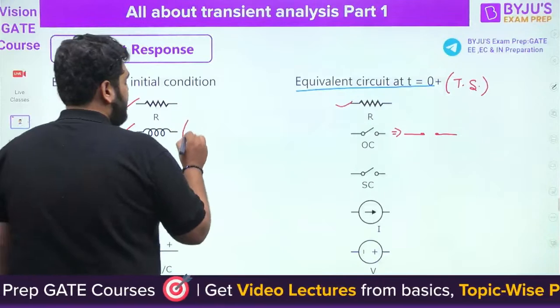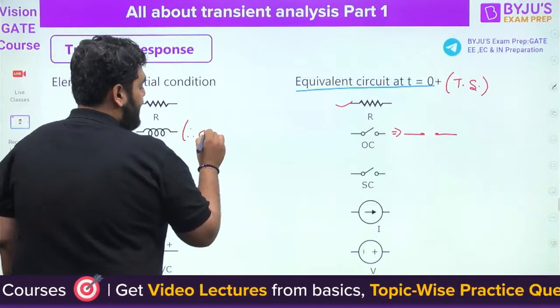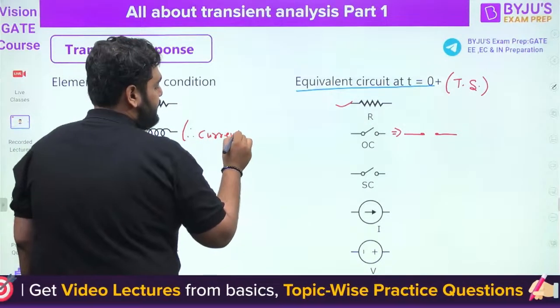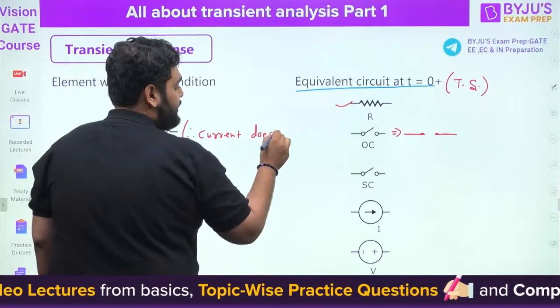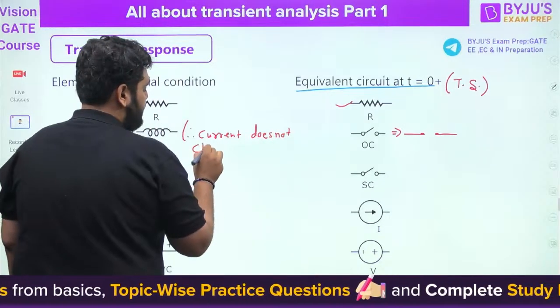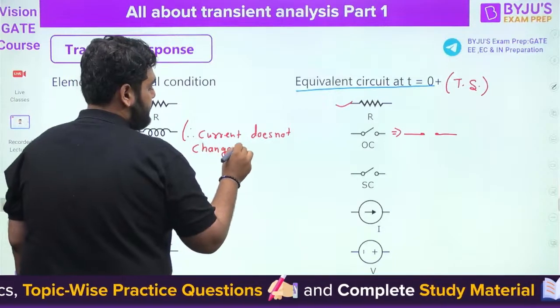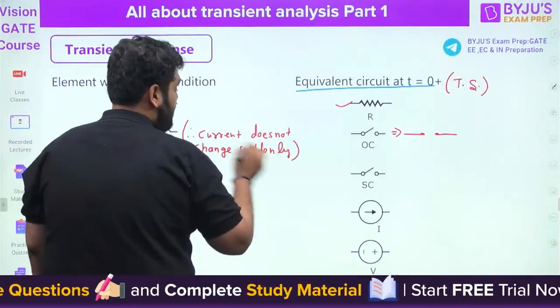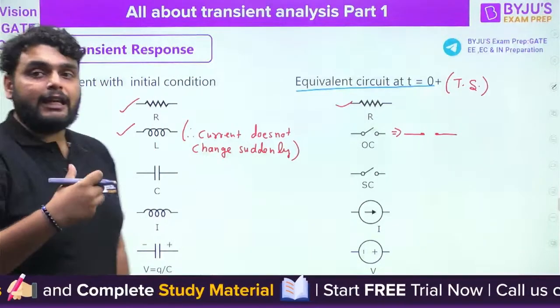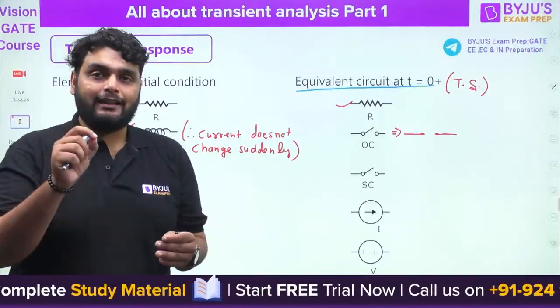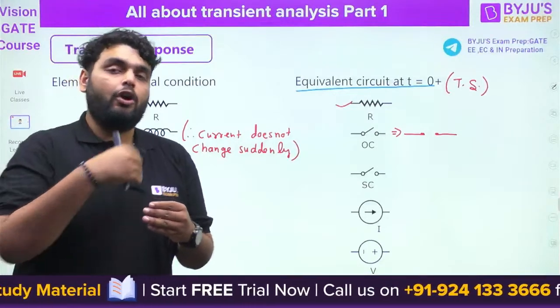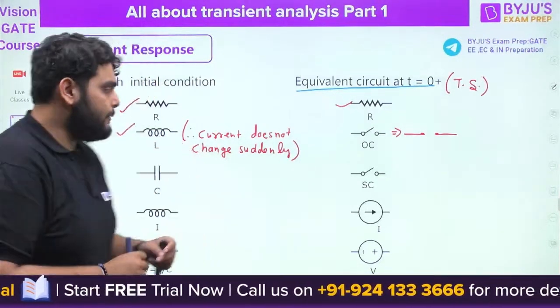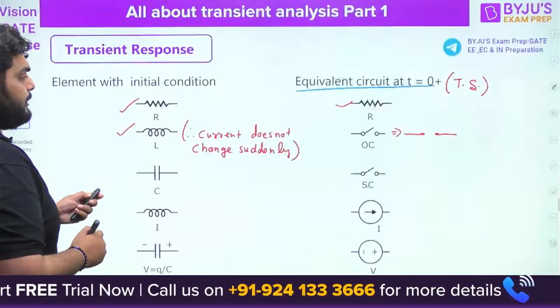Because, beta, let me tell you, in an inductor, current does not change suddenly. So if in the inductor before switching the current is 0, then after switching also the current will be 0. Okay. Now let me write it down separately.